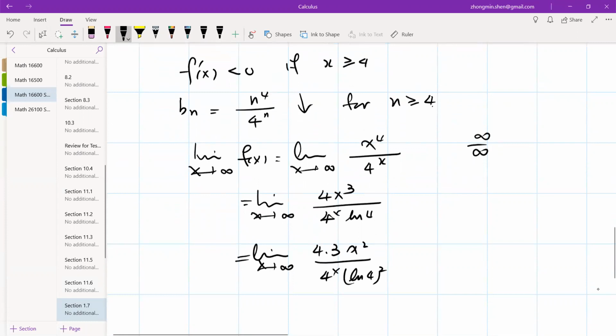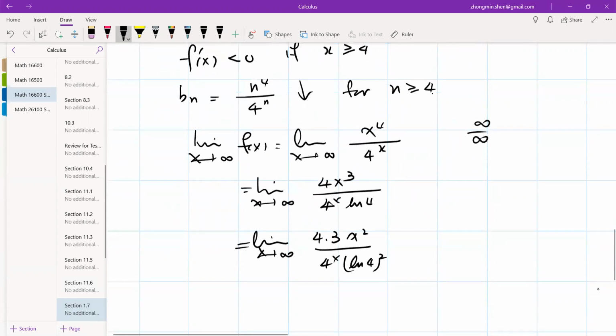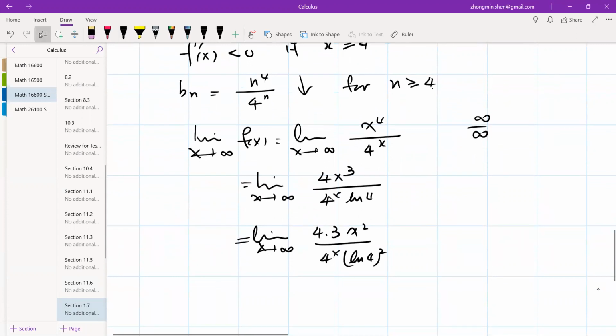Why? You differentiate the numerator, and x cubed becomes 3x squared. In the denominator, when you differentiate 4 to the x, you get 4 to the x times natural log of 4. So you have another natural log of 4 there, so it's squared. And then you continue. So you get 4 times 3. When you differentiate x squared, you get 2x. And here's 4 to the x natural log of 4 cubed.